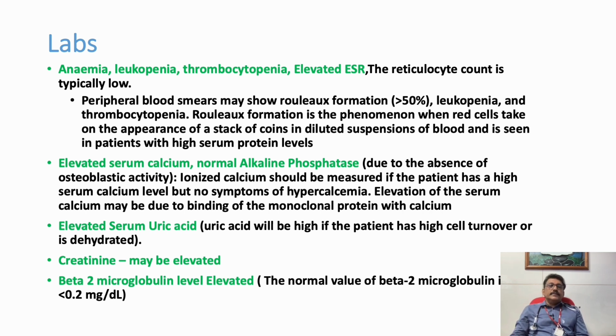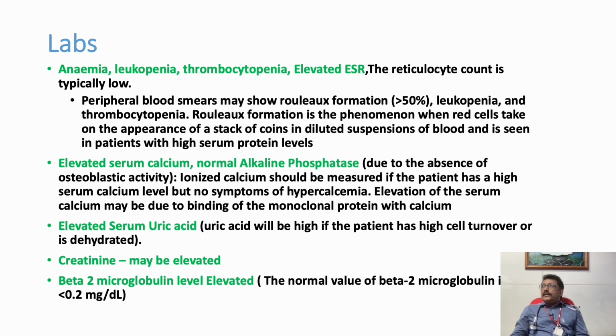Elevated serum uric acid. Uric acid will be high if the patient is having high cell turnover and is severely dehydrated. In all types of hematological malignancies you can see some elevation of uric acid, especially when the patient has acute leukemia or acute lymphoma and multiple myeloma, where the bone marrow production is excessive. You can see high uric acid, and this high uric acid itself can produce renal failure. So that is another problem for kidney involvement.